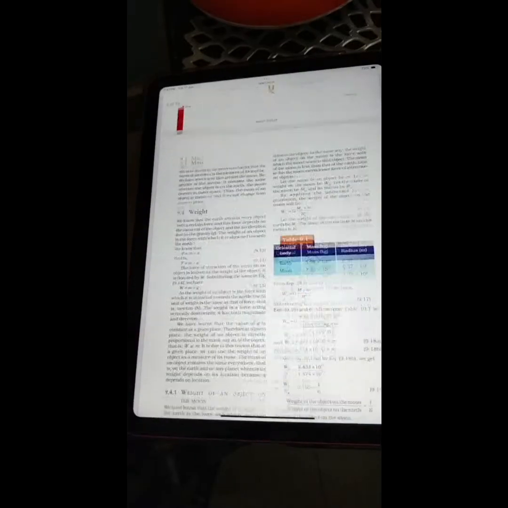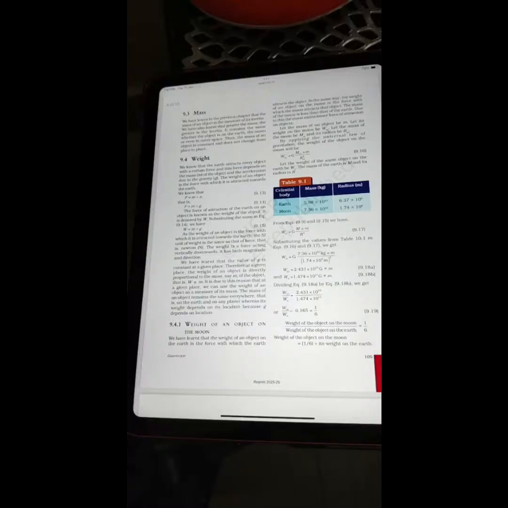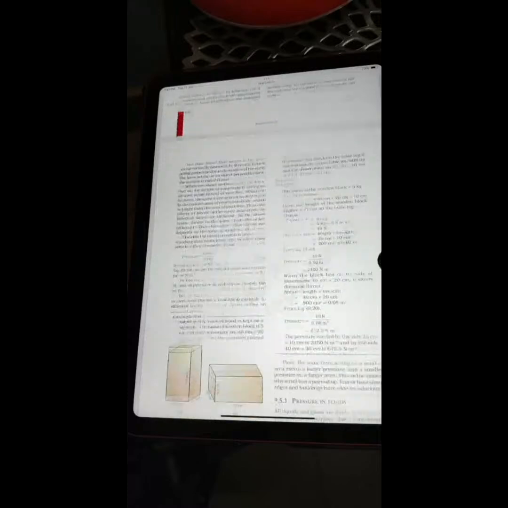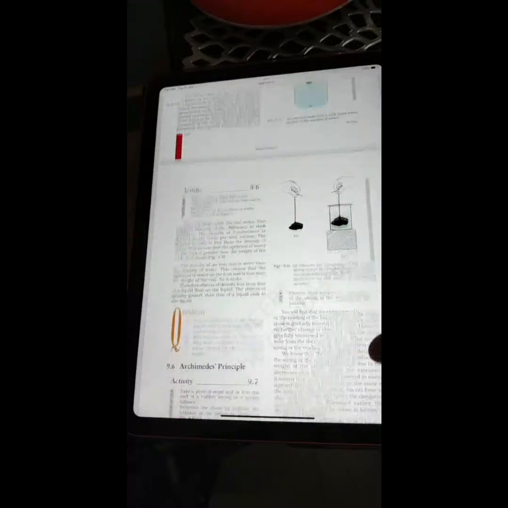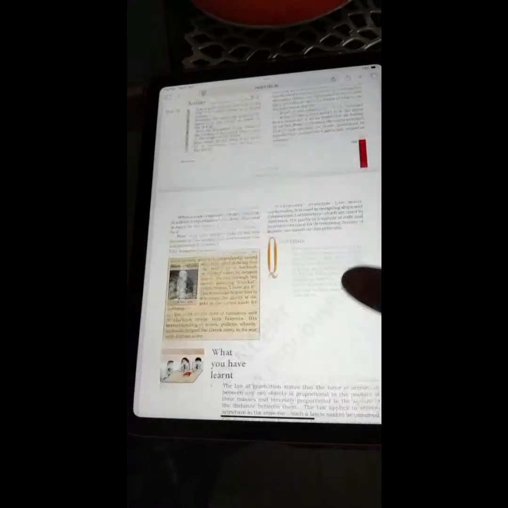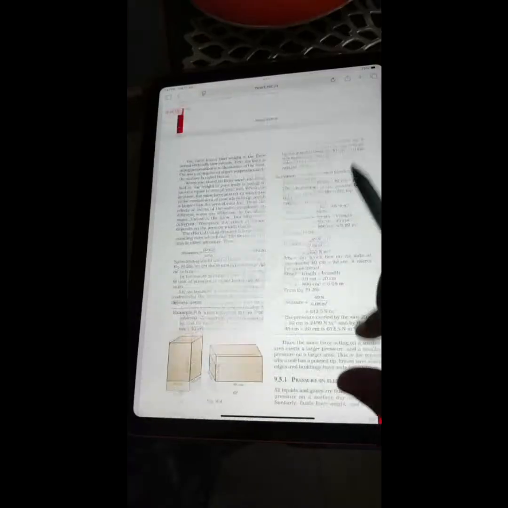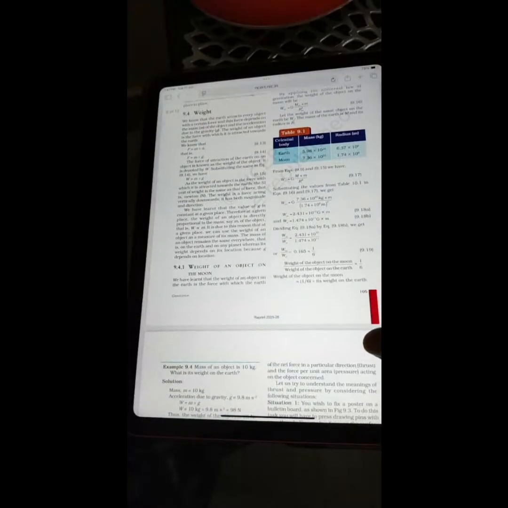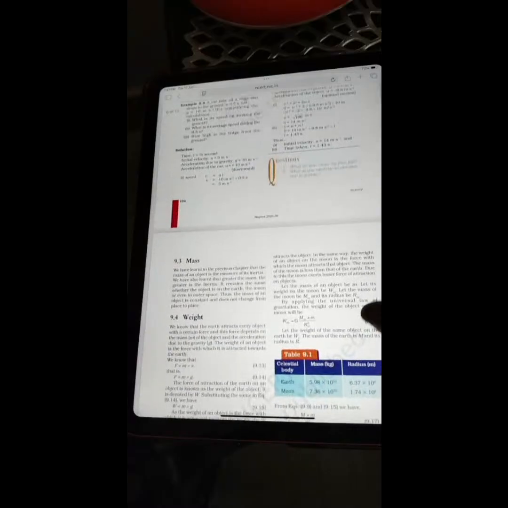So the in-text questions on this page are two. Question number one, what do you mean by free fall? Second, what do you mean by acceleration due to gravity? Next page. So we are left with this page, 1, 2, 3, 4, 5, and then we will be ending this page. Right? So we were done till here.